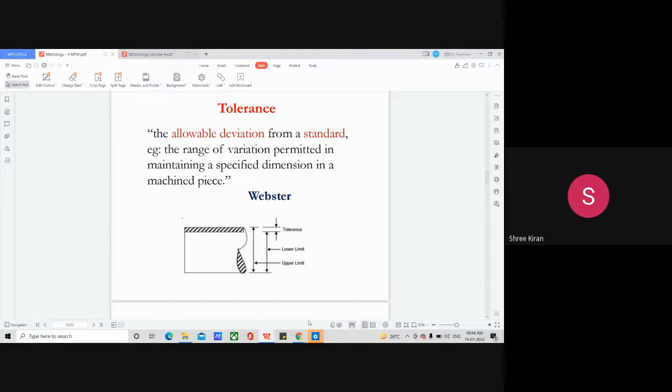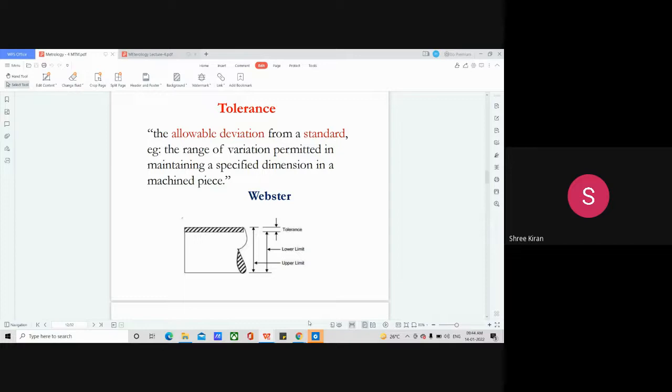So now today we are going to discuss, in this module, first we discussed metrology, then the measurements, the various types of measurements and instruments, then the accuracy rate, precision, everything. Then we come to tolerances and allowances.